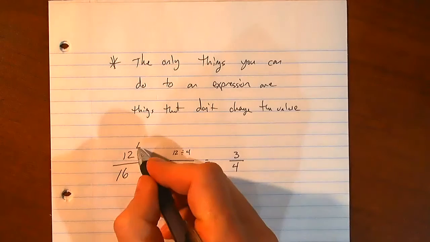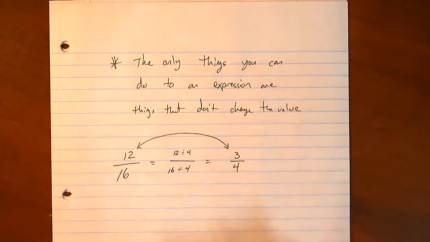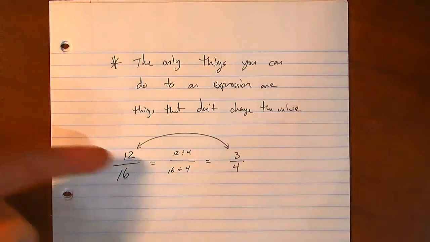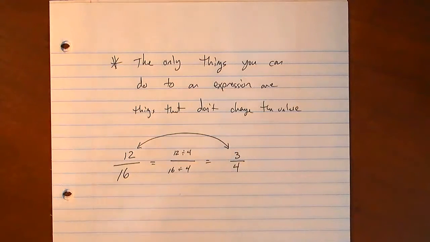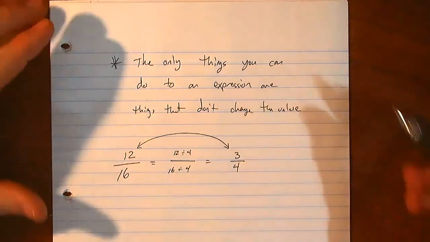So these two things are two different expressions. They look different. There's a 12, this has a 3, this has a 16, this has a 4. But both of them have the same value. They're both equal to 0.75, okay? They both represent this concept of 3/4. They have the same value. That's an example of simplifying.